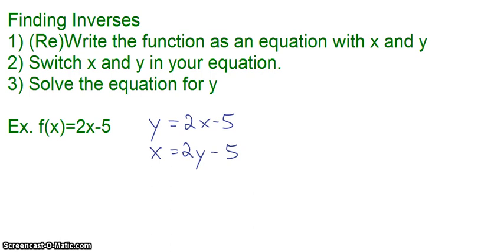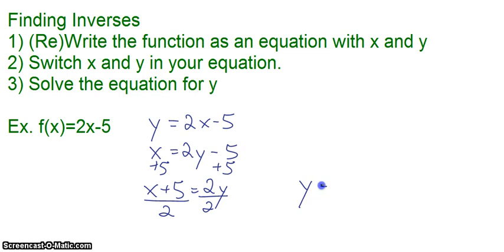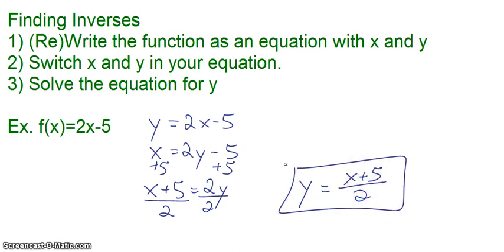Now, that should look a little weird to us. We have x equals something. That would be great if we were doing substitution with systems, but we're not. So we just solve for y. Get everything away from y just as if you were solving for x or any other variable. So I see I've got that minus 5, so I'm going to add 5 to both sides. At this point, the only thing left with that y is the 2, so I'll divide both sides by 2. And my final answer is y equals (x plus 5) divided by 2. That is my inverse of that function.